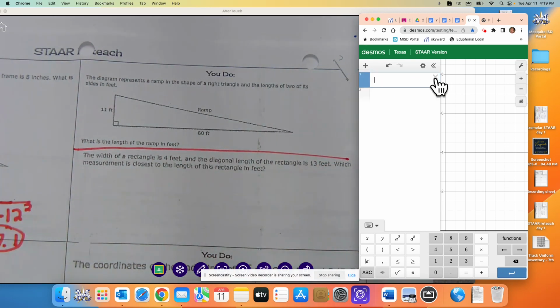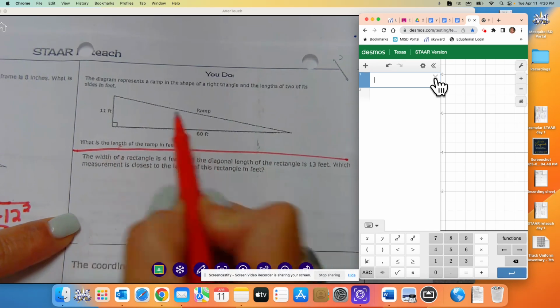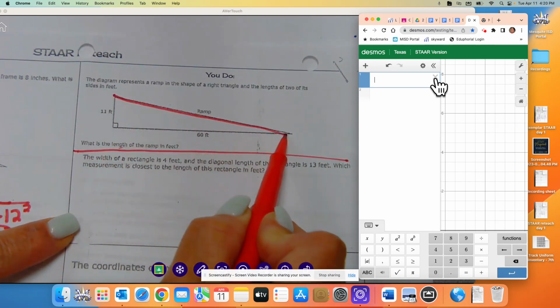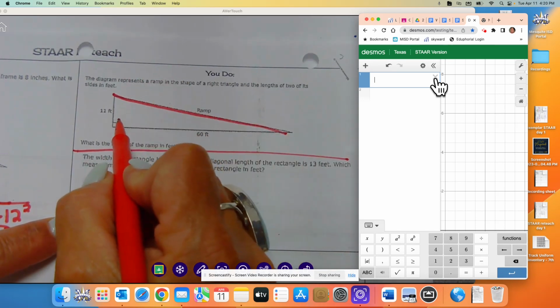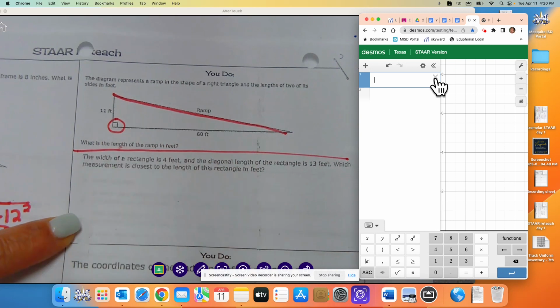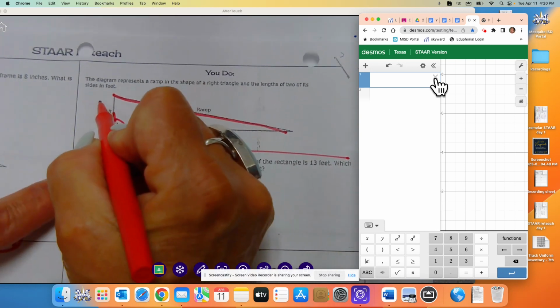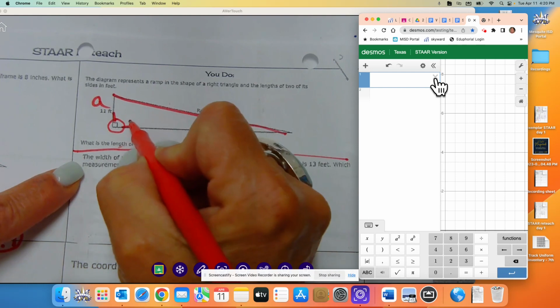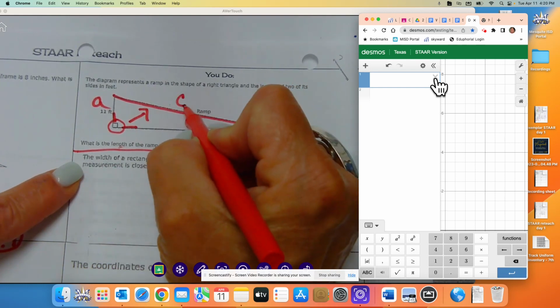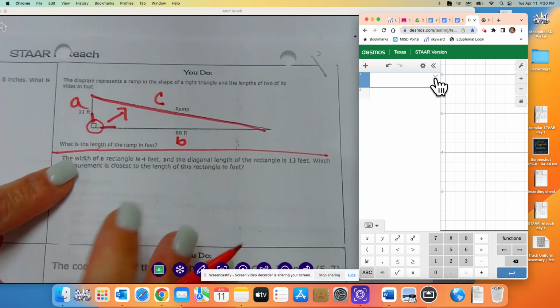Okay, so let's see if you're right. It's a right triangle. They want us to find the length of the ramp. So what is the length of the distance of this? I'm going to find my right angle and circle it. I'm going to label my two side lengths A and B. Directly across is C.